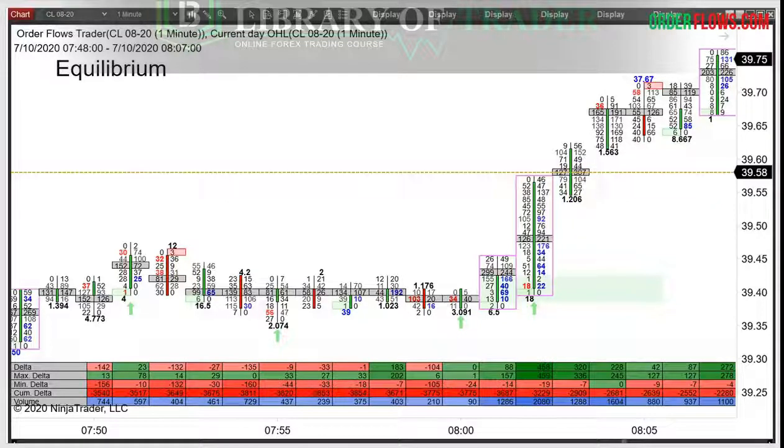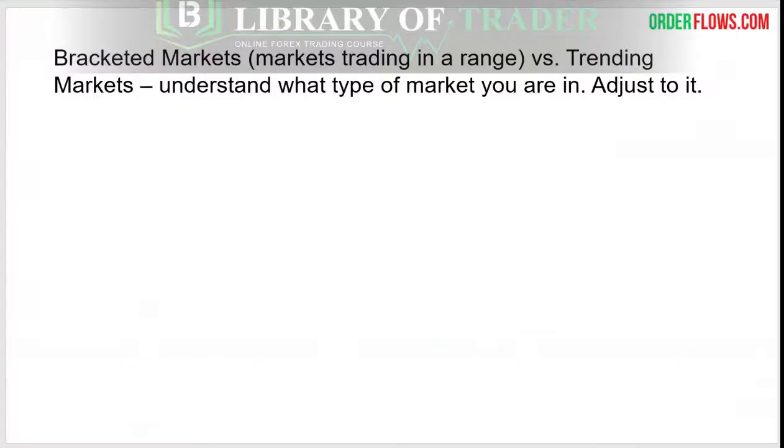So, bracketed markets, where the market's trading in a range. You're going to have 2 types of markets: bracketed, range-trading markets versus trending markets. You've got to understand what type of market you're in and adjust to it.